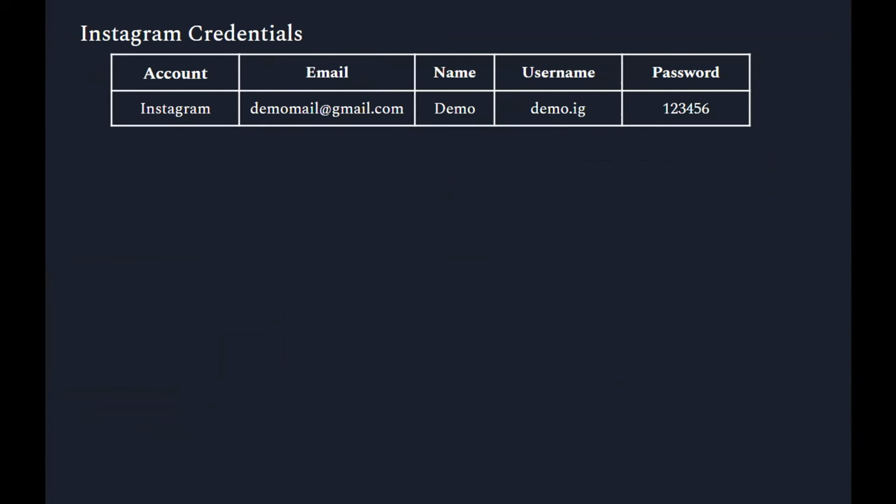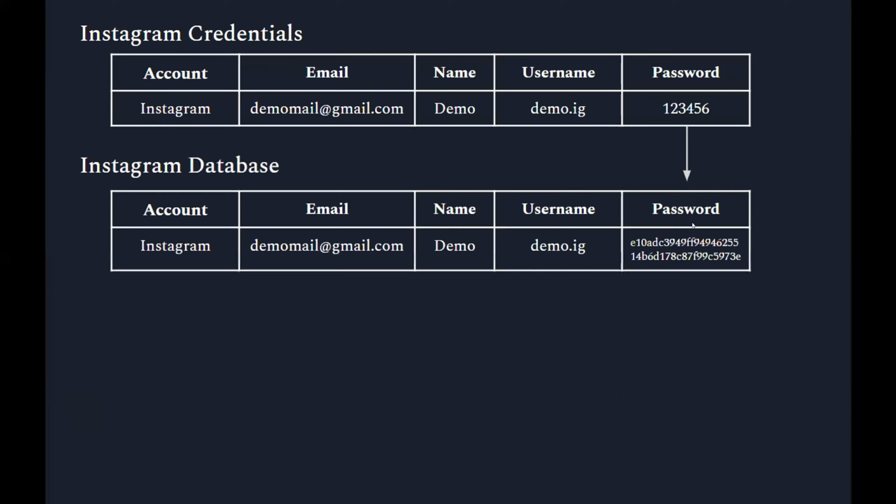Let's see an example of the hashing algorithm. These are your Instagram credentials, in which your email, name, and username are stored in the database as they are, but your password will be saved in hashed form. If the Instagram database is compromised, the hacker will still not get your password. But here is a glitch.